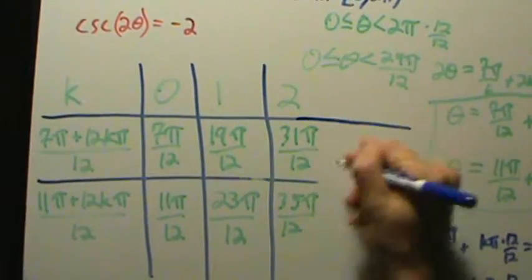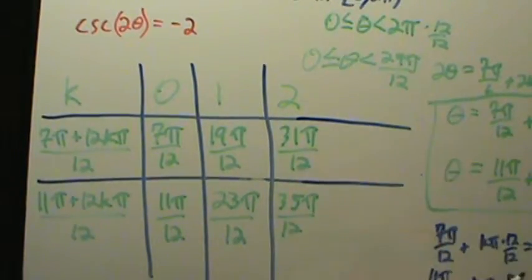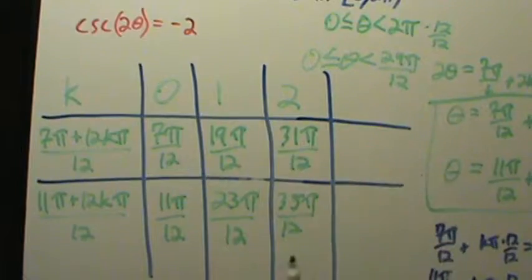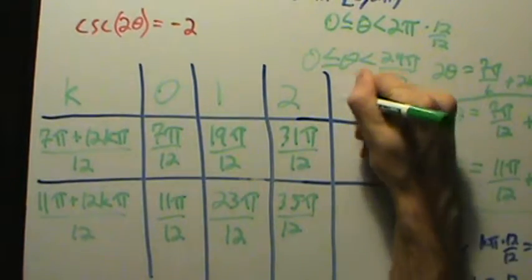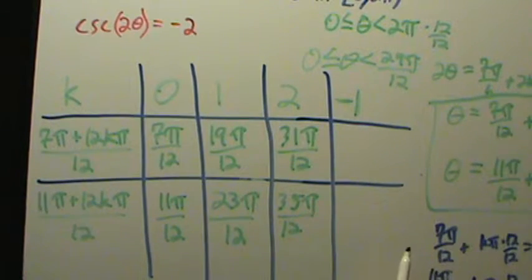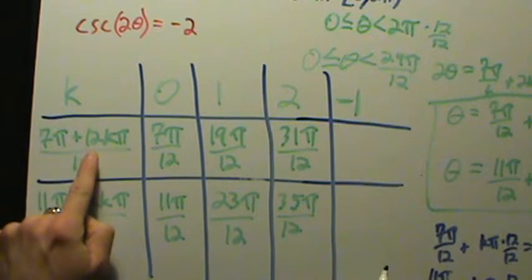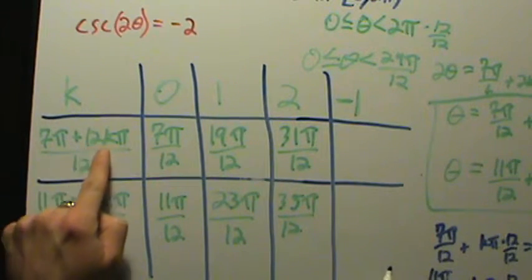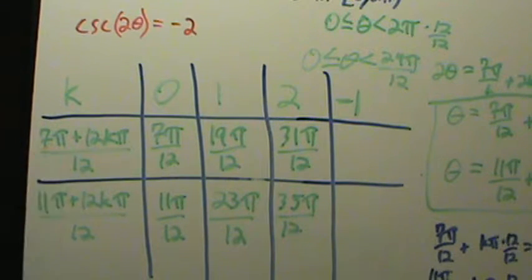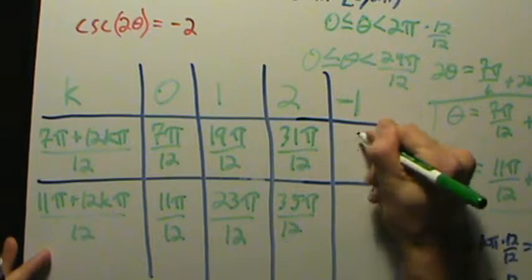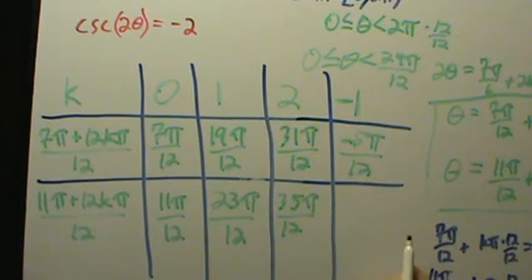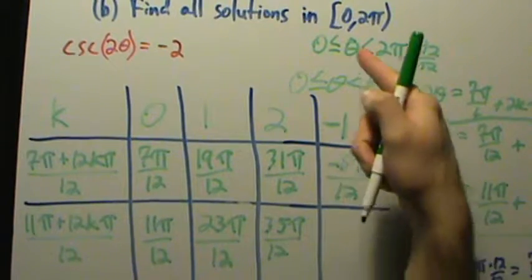Now we know we have values too large. What if we go the other way? So let's say, what if k is -1? Well, if k is -1, then what do we have? We have 7 pi minus 12 pi, so it becomes 12 times -1 times pi, which is -12 pi. 7 pi minus 12 pi is -5 pi. So this becomes -5 pi over 12. Okay, too small. It's not inside of this interval from 0 to 2 pi.